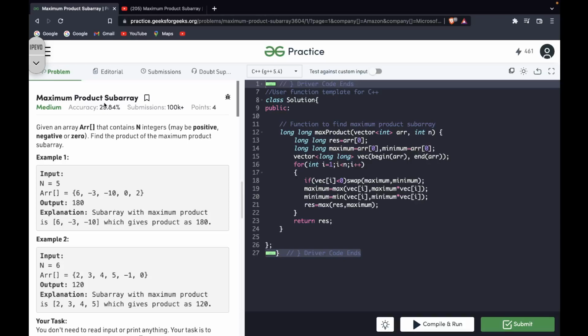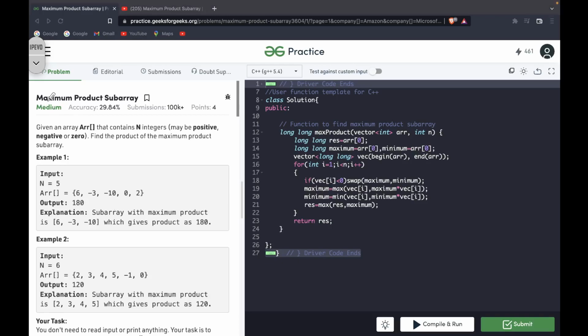Hello everyone, myself Tarun. So today in this video we are going to solve a question that is maximum product subarray. Okay, so the question given to us is: given an array that contains integers, find the maximum product subarray. So we are given an array and we have to find the maximum product of a subarray.